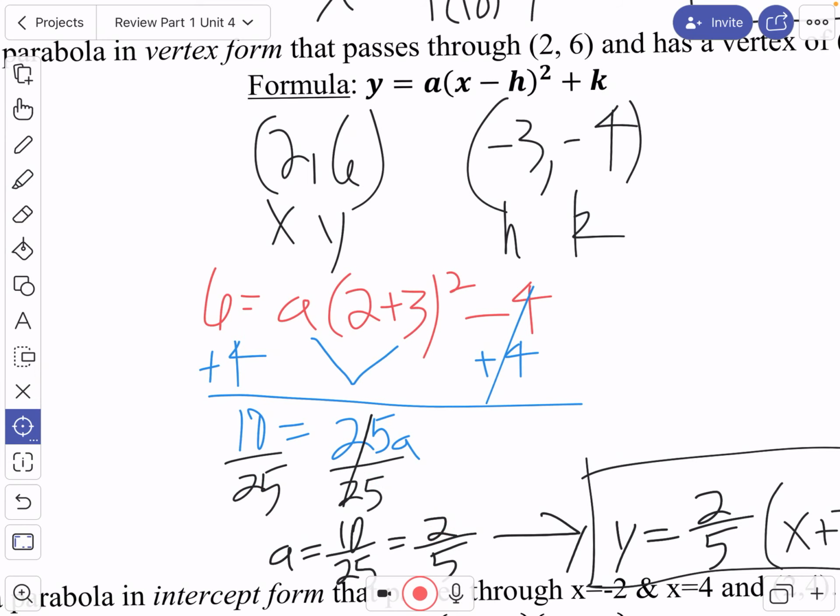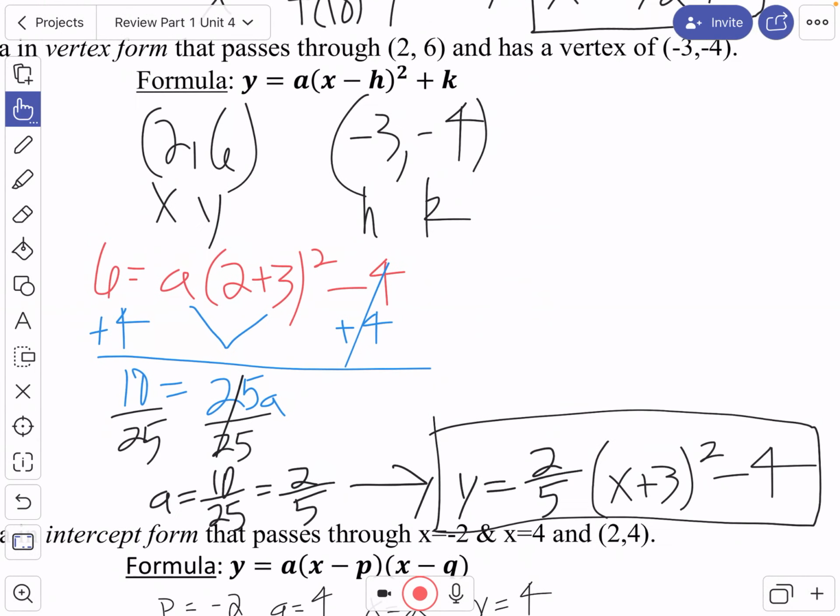Divide both sides, and simplify that fraction to get 2 over 5. So when you write your final equation, you don't leave this 0.26 plugged in, but you do need to have your h and k plugged in. So you're going to leave behind the plus 3 and the minus 4. So you need to write it with the a, h, and k plugged in, okay? So that's how I got y equals 2 over 5 times (x plus 3) squared minus 4.